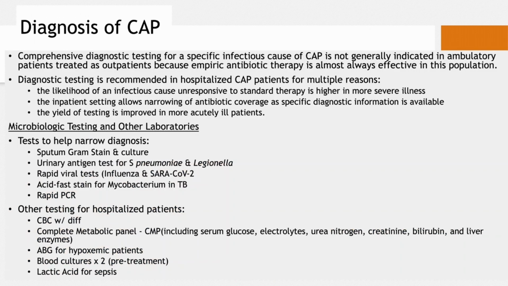So how do we diagnose community-acquired pneumonia? There's a bunch of testing that can be done, and kind of putting it all together with the history. Antibiotic therapy is generally empiric in nature, meaning that we don't always have to do this huge diagnostic workup for everyone that has symptoms of community-acquired pneumonia, because at the end of the day, we end up using empiric antibiotic therapy most of the time.